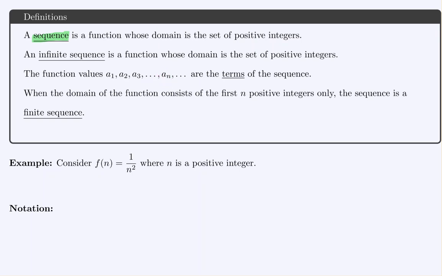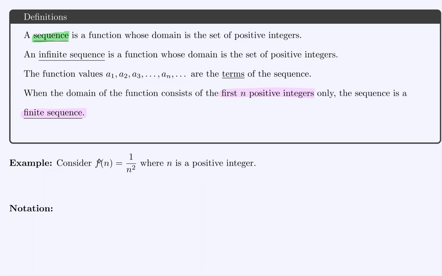And if we only let our sequence take on values from the first n positive integers, that would be called a finite sequence. So if we say it starts from here and it ends at this point. Now let's look at our first sequence.